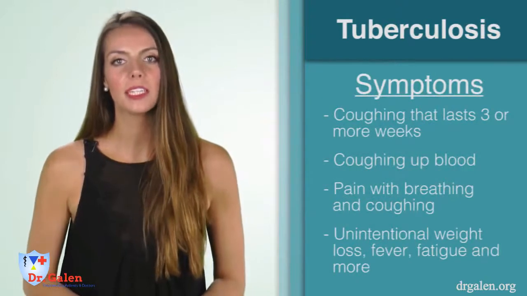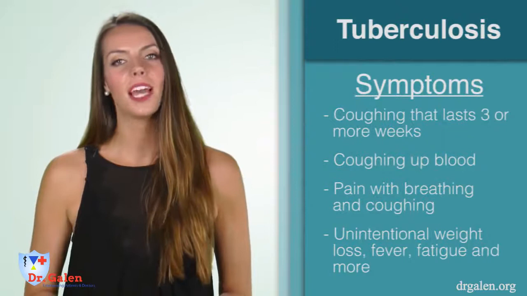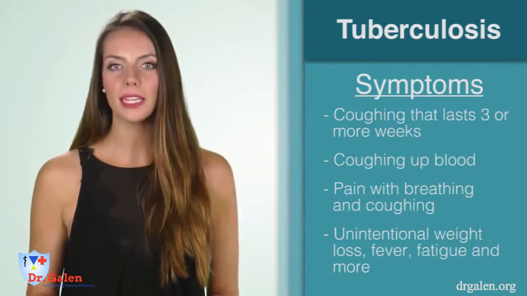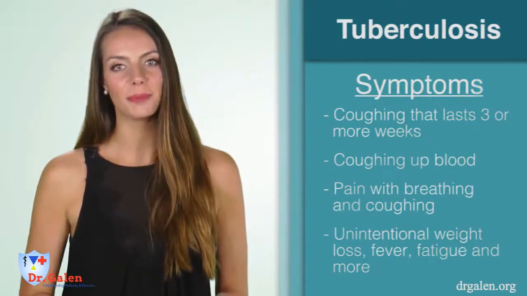Symptoms of TB include coughing that lasts 3 or more weeks, coughing up blood, chest pain or pain with breathing and coughing, unintentional weight loss, fever, fatigue, and more.